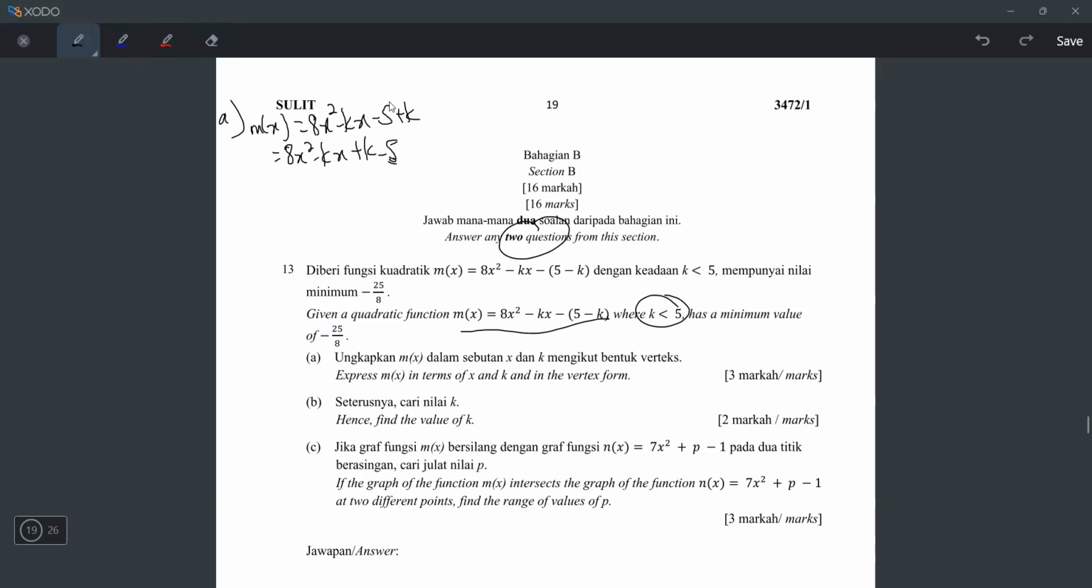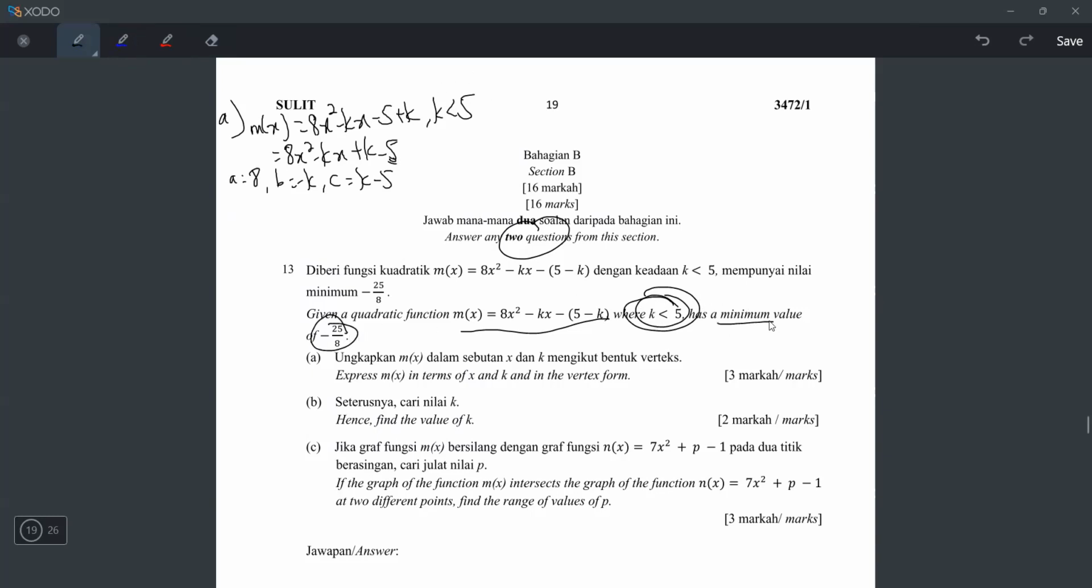Okay, I never change the sign. I'm just changing the position. I just write the k in front. So my a is 8, my b is negative k, my c is k minus 5. And then it says k must be smaller than 5. I'm sure this will be useful later on, confirm. Okay, so for now, I will just write it down. Has a minimum value of negative 25 over 8.